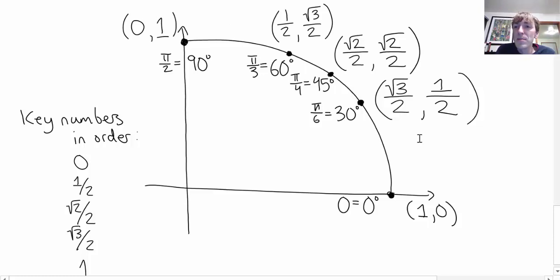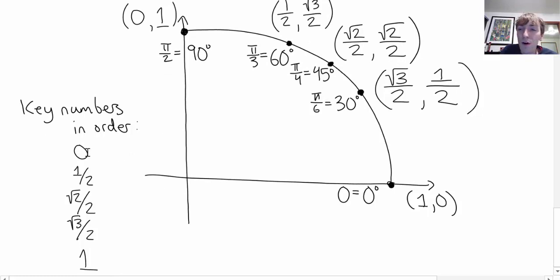Think about the numbers that I'm using. In everything that's going on here, in these coordinates, there's actually only 5 numbers. And those numbers in order are 0, 1/2, square root of 2 over 2, square root of 3 over 2, and 1. There's kind of a pattern to those numbers, right? In fact, 1/2 is the same thing as square root of 1 over 2, because the square root of 1 is 1. Even the 0 and the 1 follow that pattern, because 0 is the square root of 0 over 2, and 1 is the same thing as square root of 4 over 2. So all of these numbers follow a pattern.